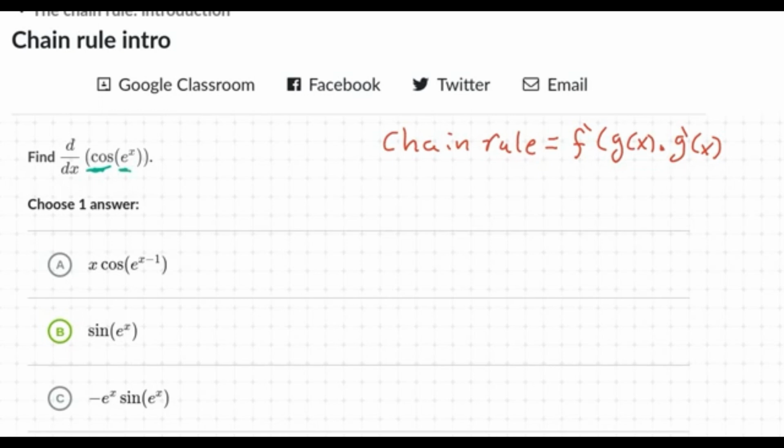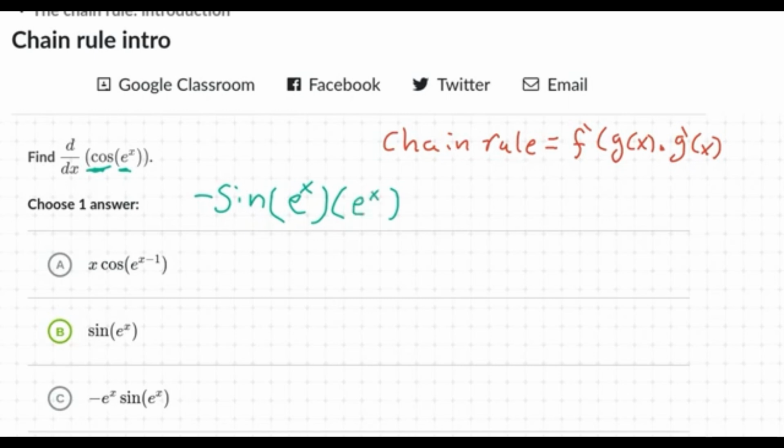So let's start with finding the derivative of f, which is the derivative of cosine. The derivative of cosine is negative sine. Then we need to put the g as it is. So we open the bracket and we keep it e to the power of x. And then we need to multiply it by the derivative of g. So we open a bracket, and as we said, the derivative of e^x stays the same because e^x doesn't get affected by the derivative. So it stays the same, e to the power of x.